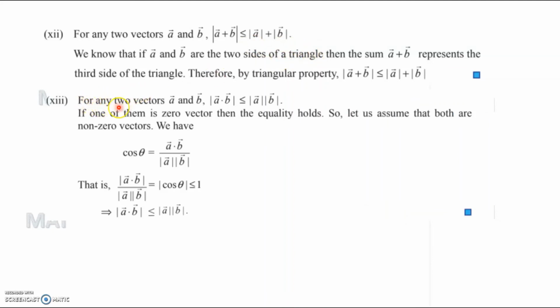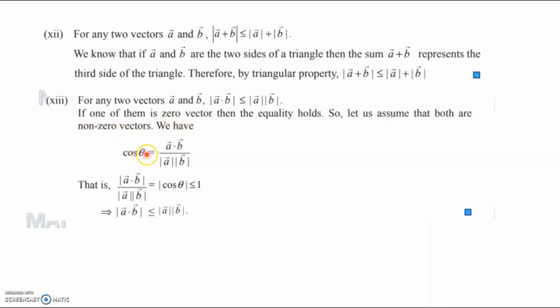Similarly, for any two vectors, we can say that the magnitude of a dot b is less than or equal to magnitude of a times the magnitude of b. How can we prove that? If one of them is the 0 vector, then the equality holds. So if either is 0, then this is less than this. However, let us assume that they both are non-zero vectors.